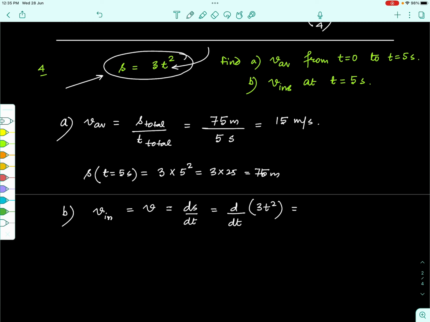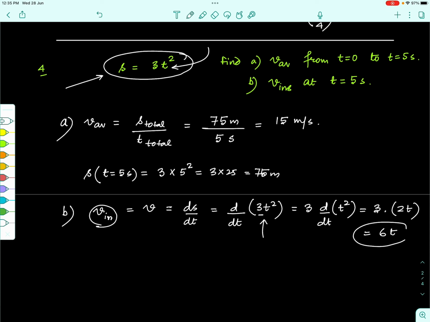Now, we move on to the mathematical part of the question. How to differentiate this function? 3 being a constant will come out, and we are supposed to differentiate the term t squared, which using the standard formula for differentiation, we will have differentiation of t squared as 2t, right? So this comes out to be 6t as the expression for instantaneous speed as a function of time.